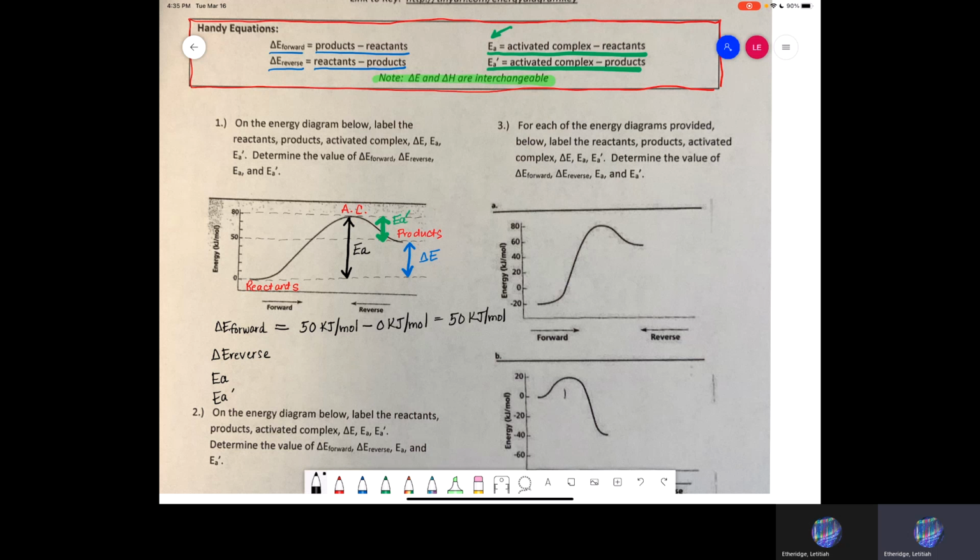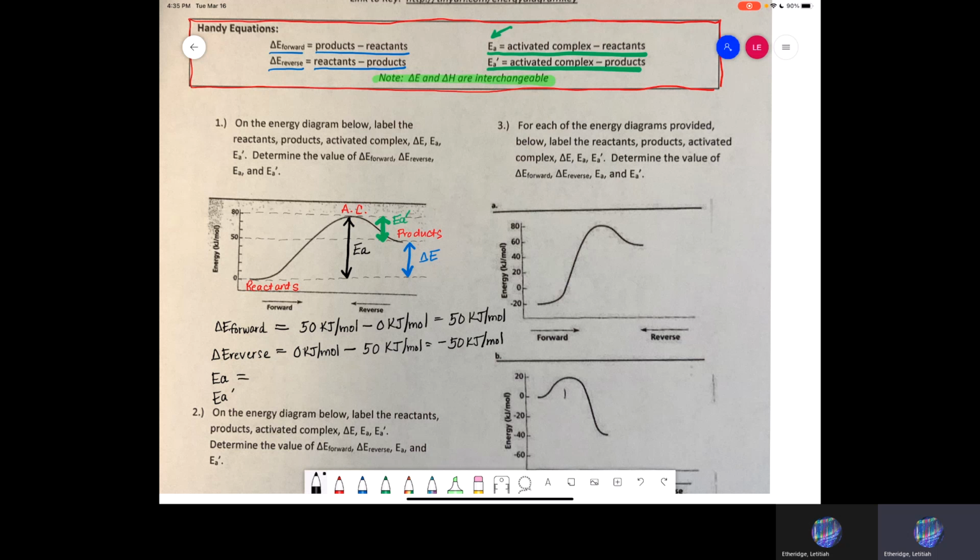Okay, that's the first answer. The second one is asking us for delta E reverse. Delta E reverse, if you take a look at your definition, is going to be the reactants minus the products. My reactants are at 0 kilojoules per mole. My products are going to be at 50 kilojoules per mole. So that answer is going to be minus 50 kilojoules per mole.